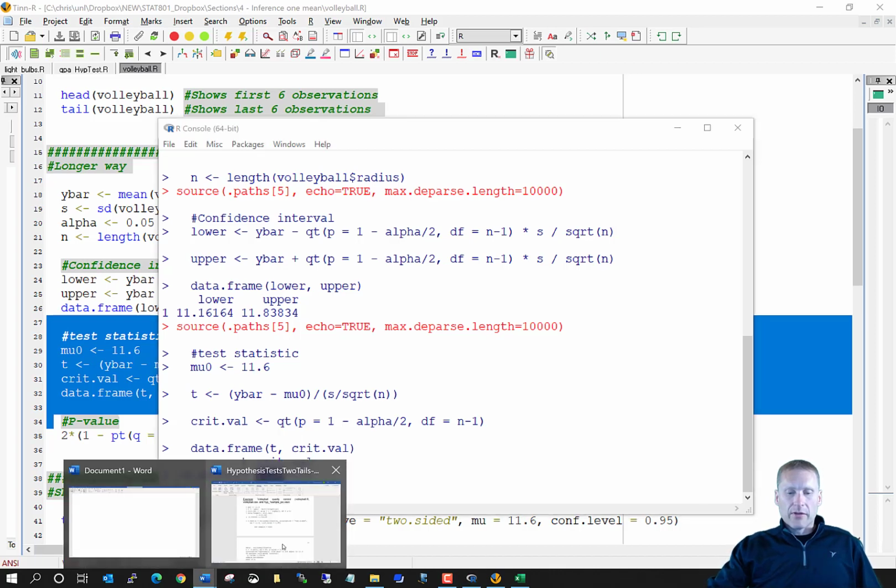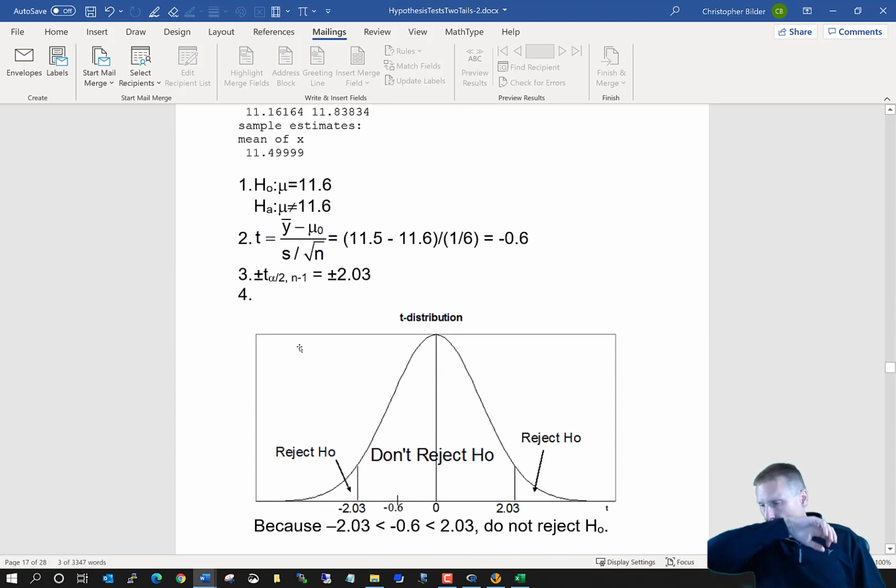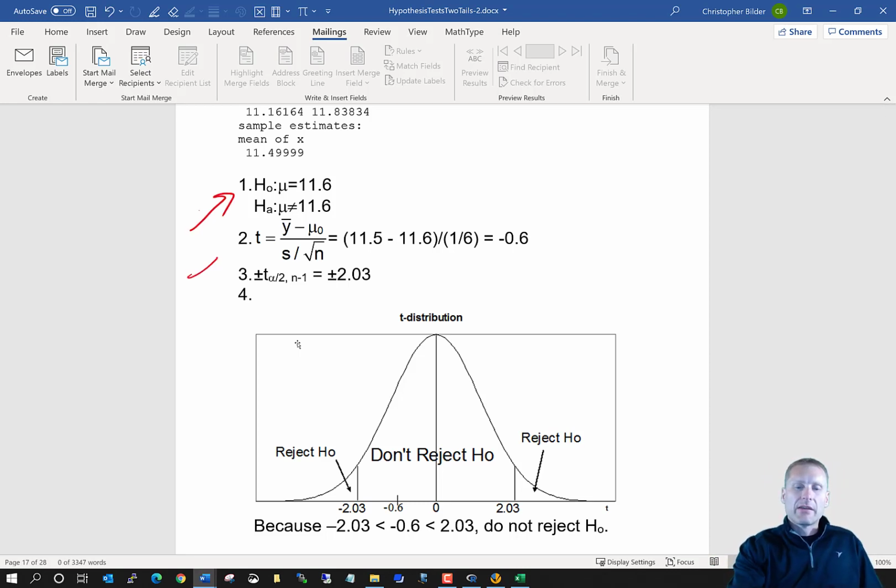So let's go back to the lecture notes. Note that I should also say the t.test function actually computes that test statistic value for you automatically. Note it does not give you the critical value, though, or critical values. So let's go through the steps. Step 1, state your hypotheses. Step 2, actually do the computation of the test statistic, negative 0.6. Step 3, state your two critical values, a plus and a minus value from the t-distribution, where we have alpha divided by 2 and n minus 1. So I get plus or minus 2.03.